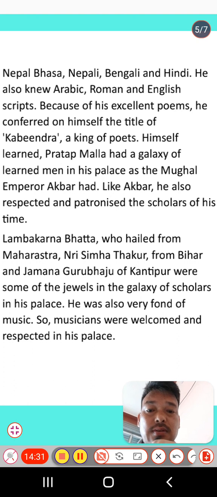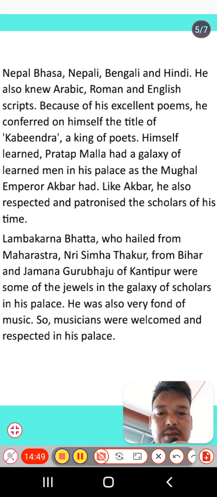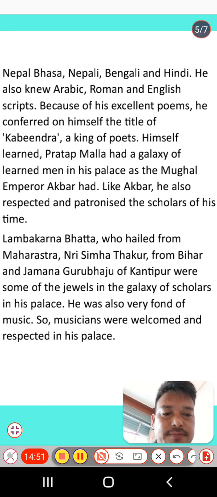And next, Lambakarna Bhatt, who hailed from Maharashtra, Sri Simha Thakur from Bihar, and Jamuna Guru Bhaju of Kantipur were some of the jewels among the scholars in his palace.